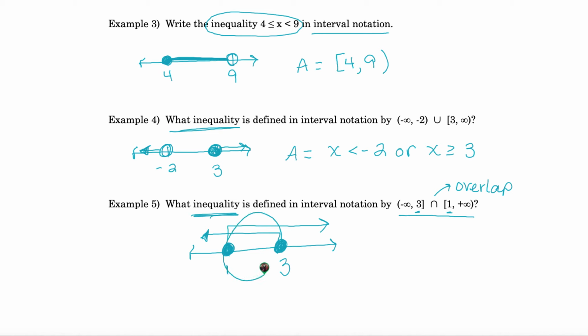And we want to write that as an inequality. So our set is equal to 1 is less than or equal to x which is less than or equal to 3. So x is in between 1 and 3 in this instance.